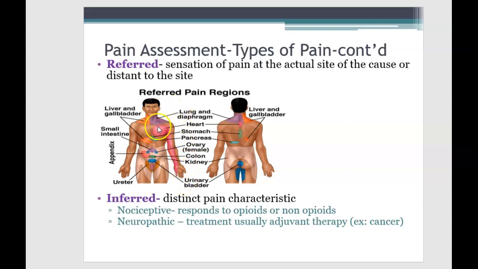Or if they're talking about the neck and the diaphragm area, it could be the lungs if they're having pain over here. If they're having pain in their right upper quadrant, right underneath the chest, it might be pain in their liver or gallbladder area. So look at nociceptive pain and neuropathic pain.